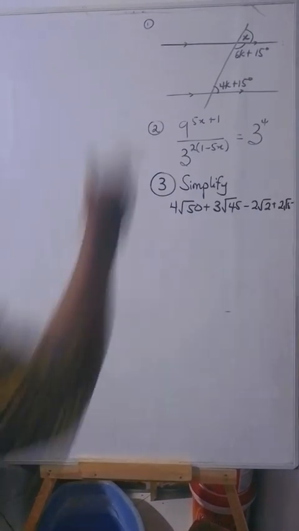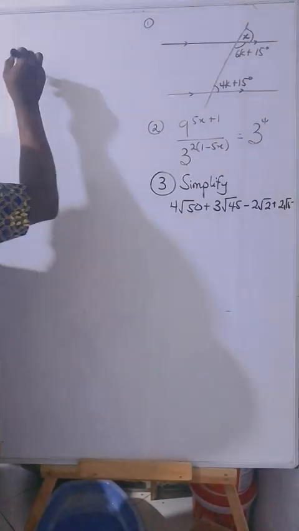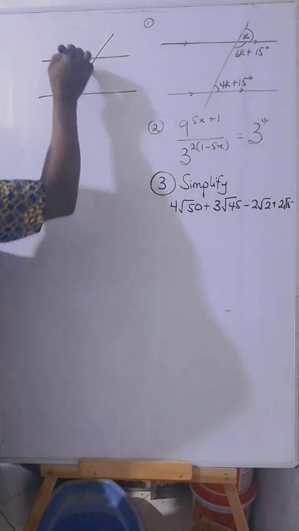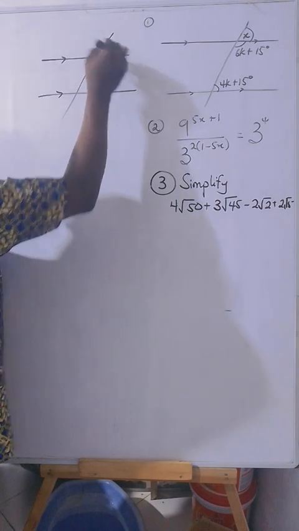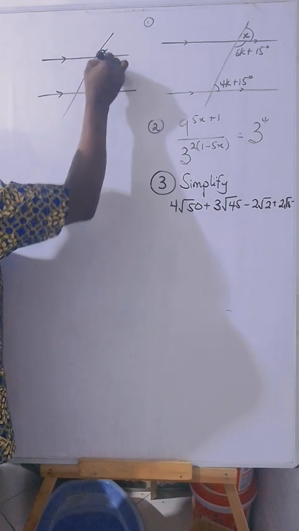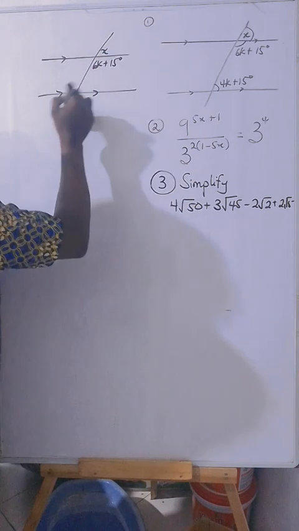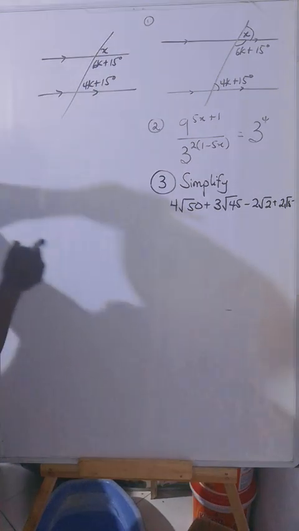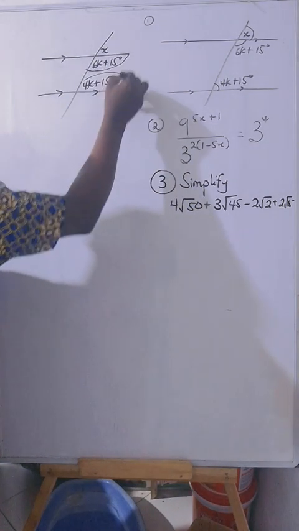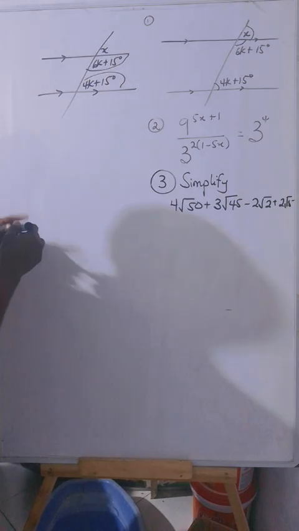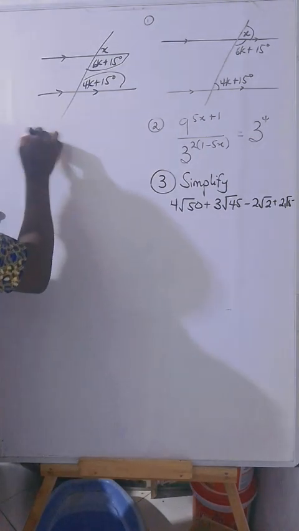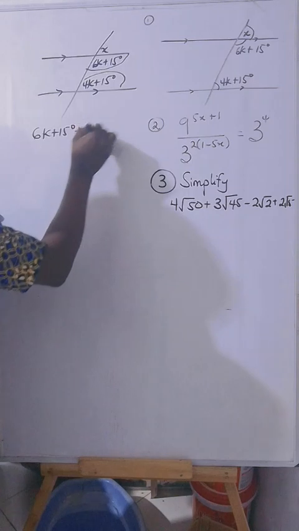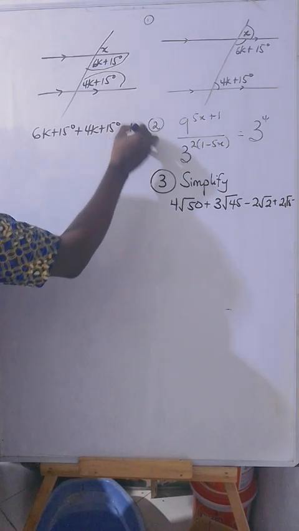Okay, so we want to look at how to solve these questions on the board. The first one has to do with parallel lines. Here we have this angle x, this 6k plus 15 degrees, and 4k plus 15 degrees. These two are co-interior angles because it is parallel lines. So we have 6k plus 15 degrees plus 4k plus 15 degrees equal to 180.